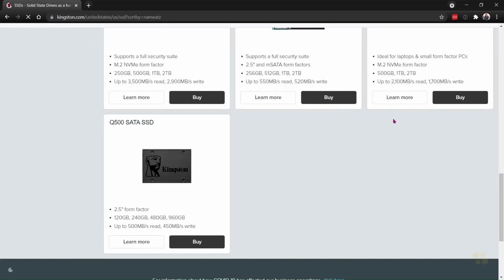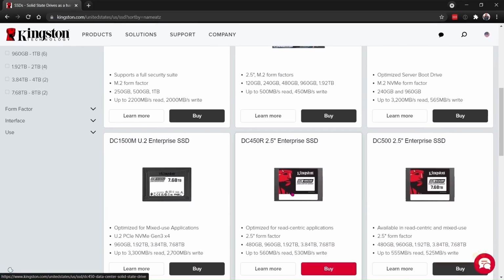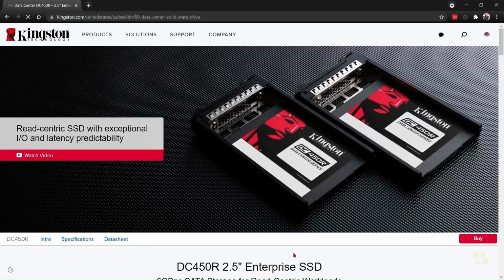Now going back here, let's look at something that's kind of high-end. Here I might have this device. Notice that it says Enterprise SSD. Anytime you see Enterprise, that a lot of times refers to server-based kinds of functions.